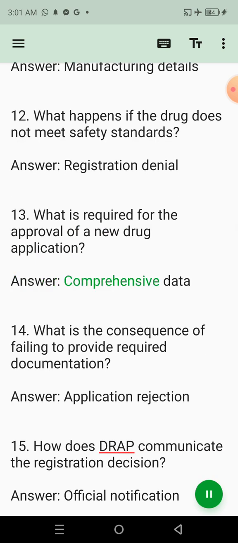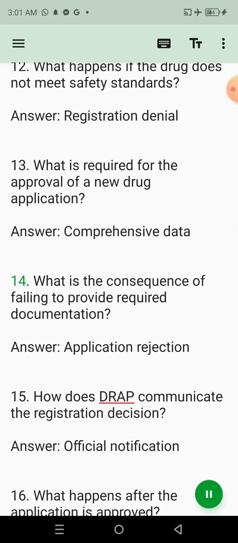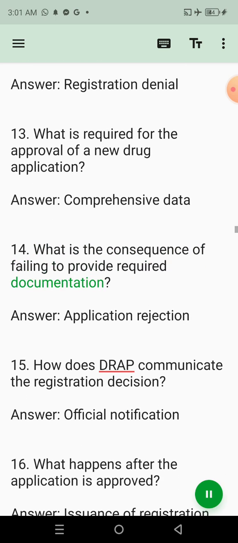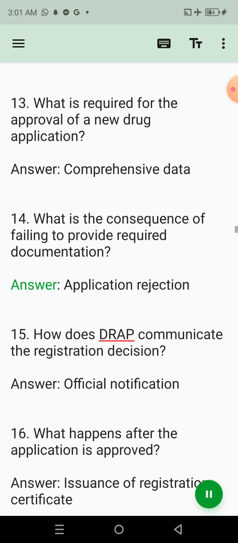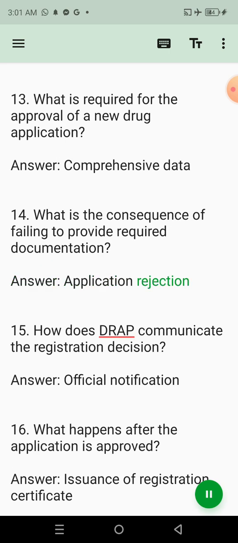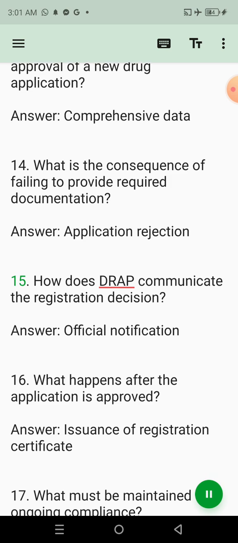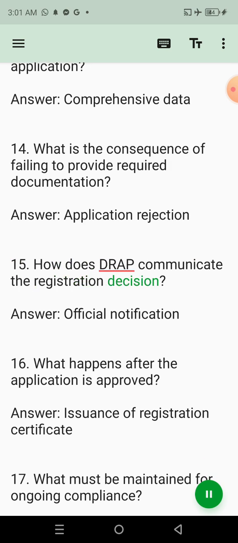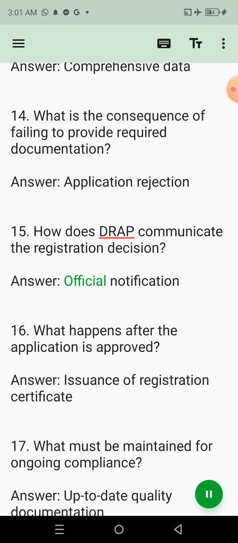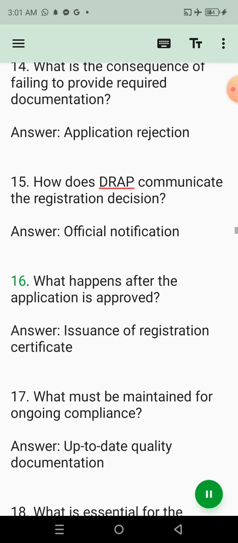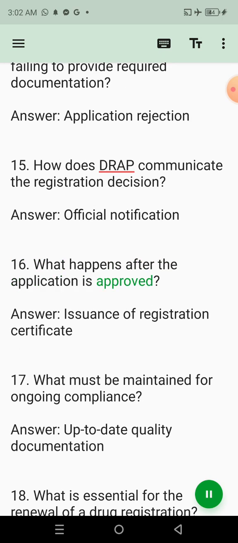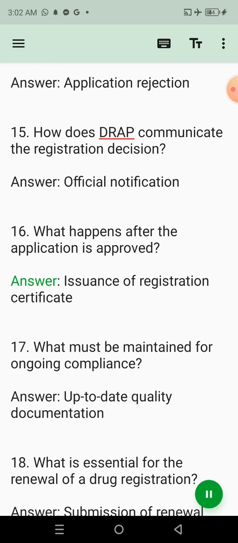Answer: Comprehensive data. 14. What is the consequence of failing to provide required documentation? Answer: Application rejection. 15. How does DRAP communicate the registration decision? Answer: Official notification. 16. What happens after the application is approved? Answer: Issuance of registration certificate.